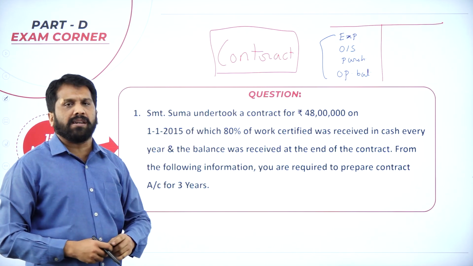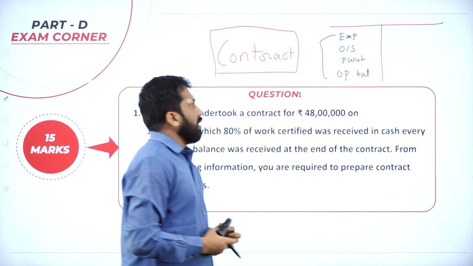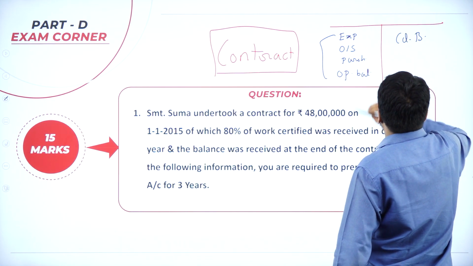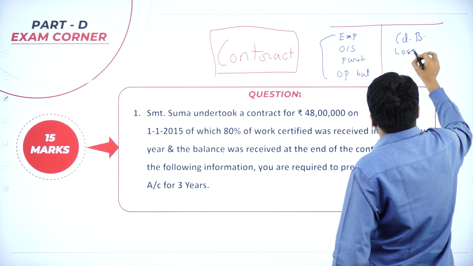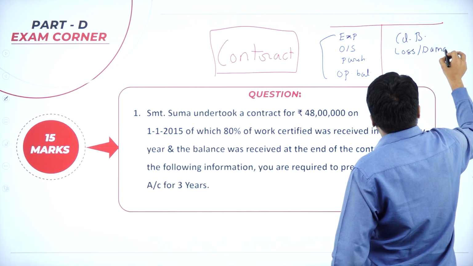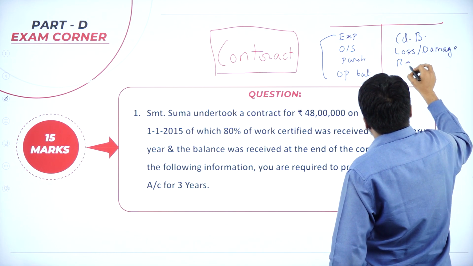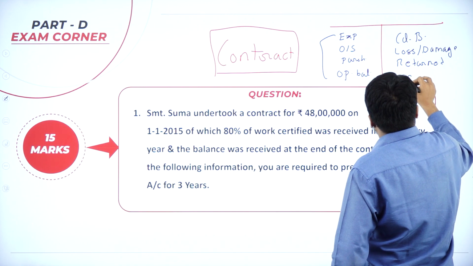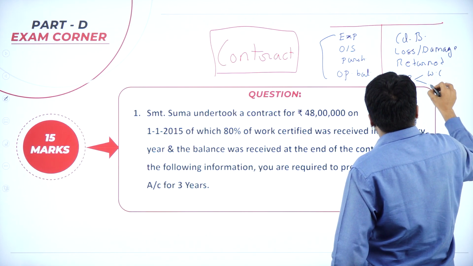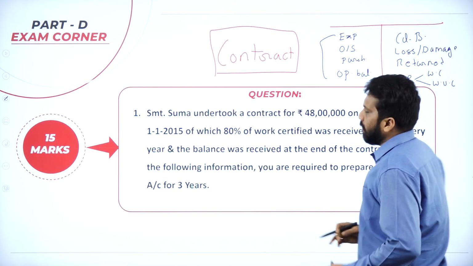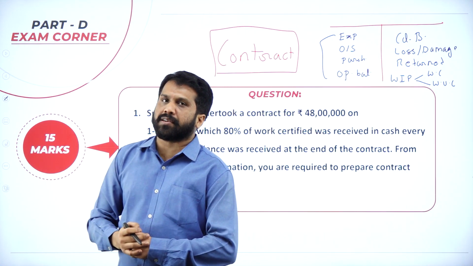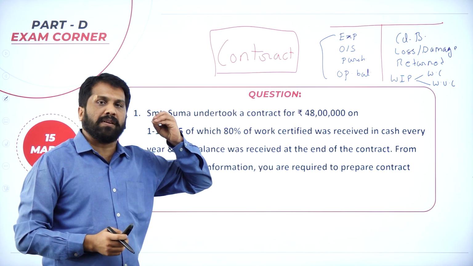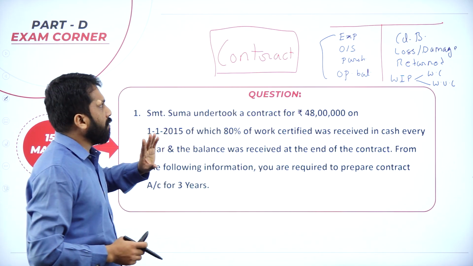Now, what will come under credit side? Simple. If opening balance comes here, closing balance comes this side. All the loss or damages and anything which is returned and work in progress, work certified, work uncertified. This much only is your contract costing format. Clear? There is a logic actually. Remember this. Keep it in your mind. Follow this. What is the format?